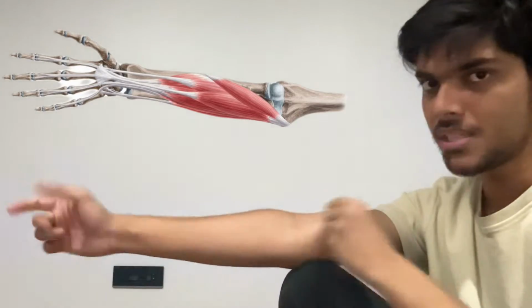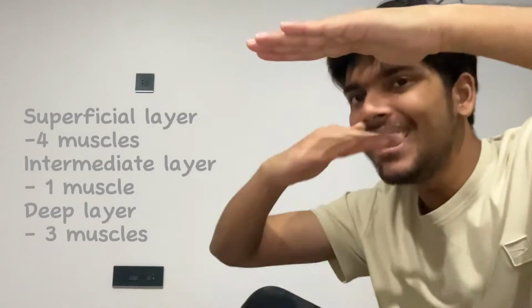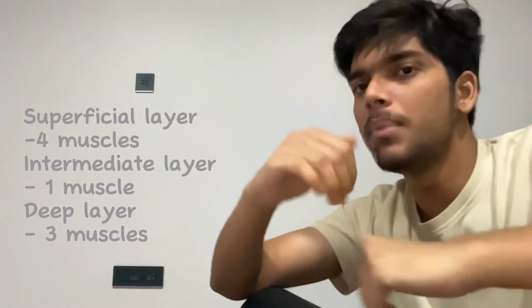Okay, in this video we are going to learn about the forearm flexor muscles. There are altogether 8 forearm flexor muscles. These 8 forearm flexor muscles are arranged in 3 different layers. They are the superficial layer, intermediate layer, and deep layer.